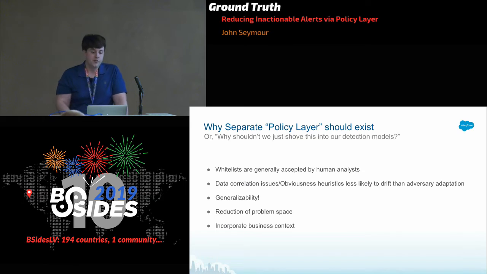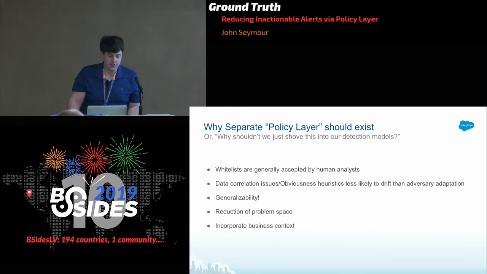So I bet that most of you in the room are thinking, okay, we'll just include those as features in our models. And that's definitely a reasonable position to take. But here are some reasons why you might actually want a separate policy layer, at least at first. Let's start easy. Whitelists are already accepted by human analysts, and stating this alert has whitelistable characteristics, but we think it's suspicious even given those, is generally well received and useful information to the analyst.